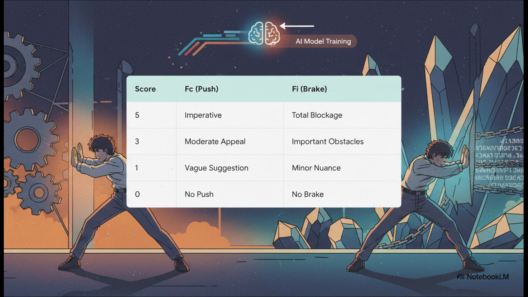A 5 is pretty obvious. It's the absolute max, like a direct command or a total deal breaker. A 3 is more in the middle. But, and this is really important, pay attention to the 0. A score of 0 is a totally valid, super important choice. It just means the text is being purely descriptive. There's no real emotional push or pull happening at all. Don't be afraid to use it.